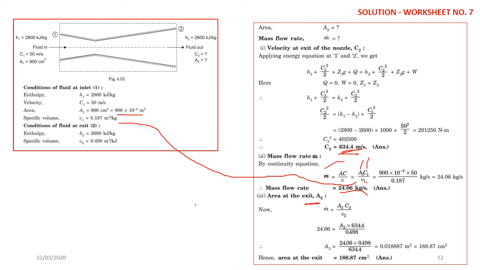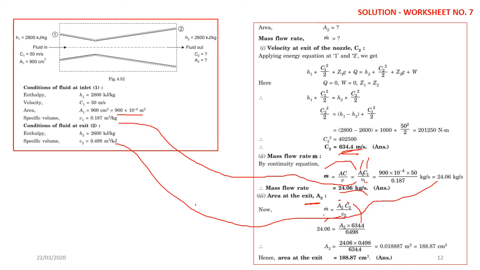And we have to find one more thing, exit area, right? Same formula we wrote for inlet, the same formula for the exit. So mass flow rate is A2 C2 by V2. For the inlet it was A1, C1, V1, same thing for the outlet. We got the mass flow rate, that is 24.06. A2 we have to find, that is our objective here. C2 we already know, 634.4, and V2 is given in the problem. So find A2, I mean exit area.